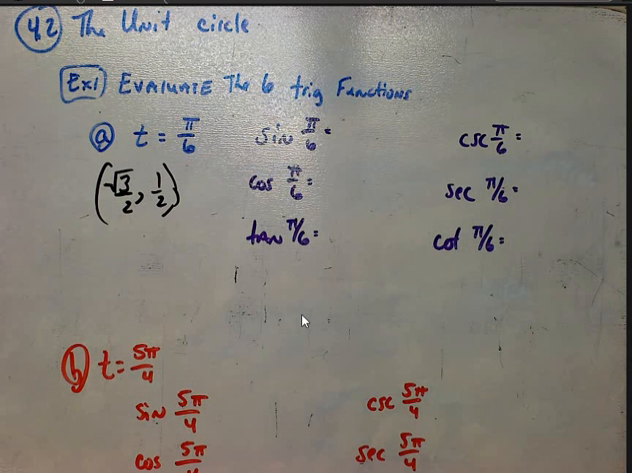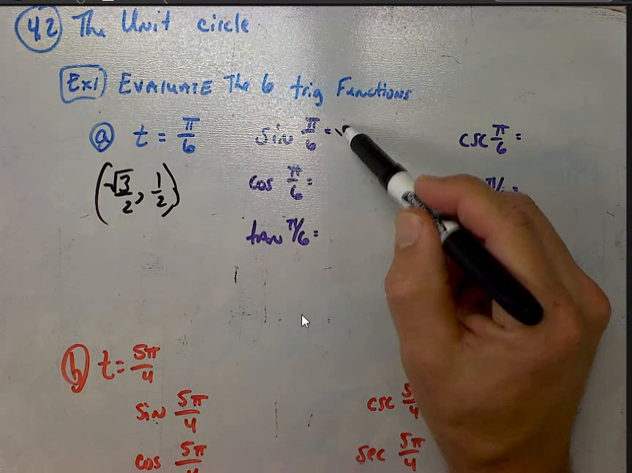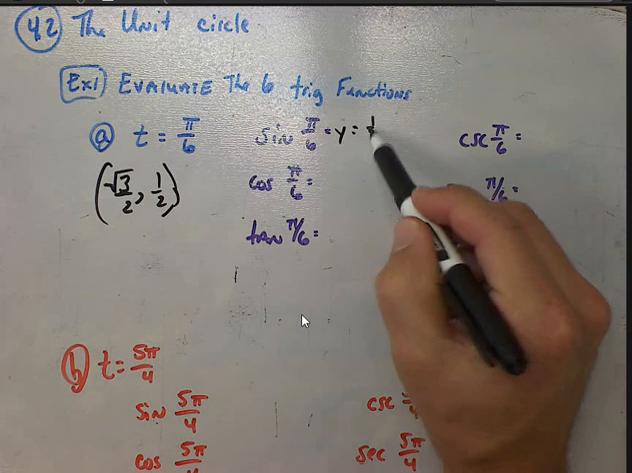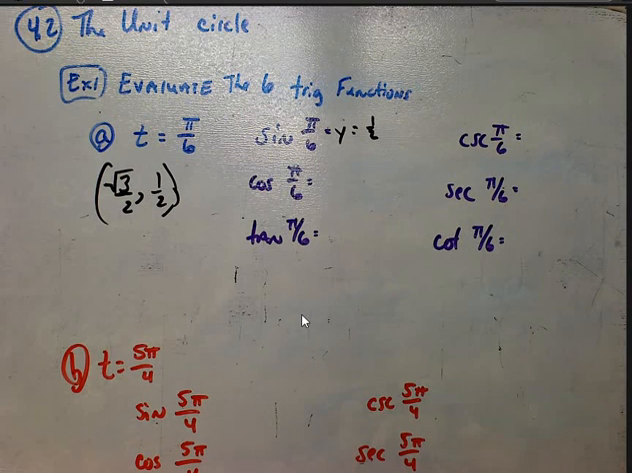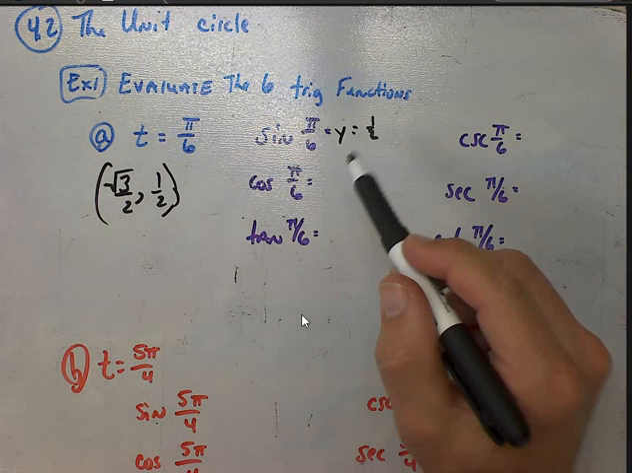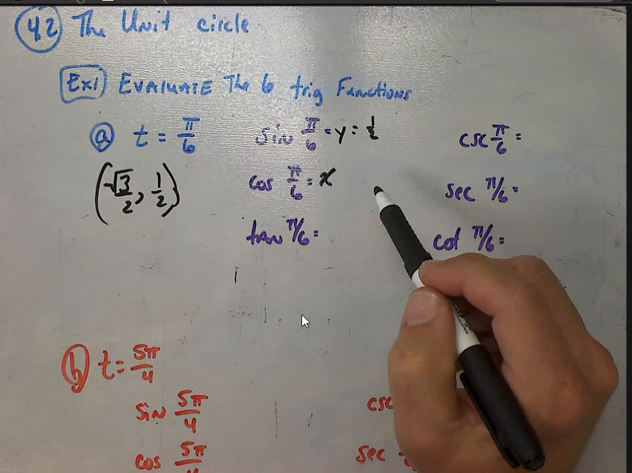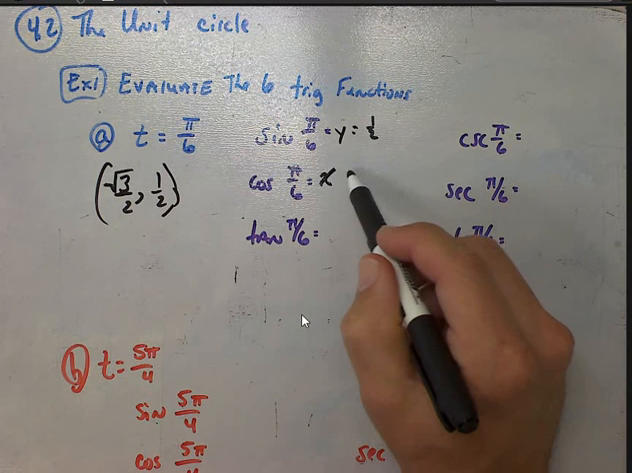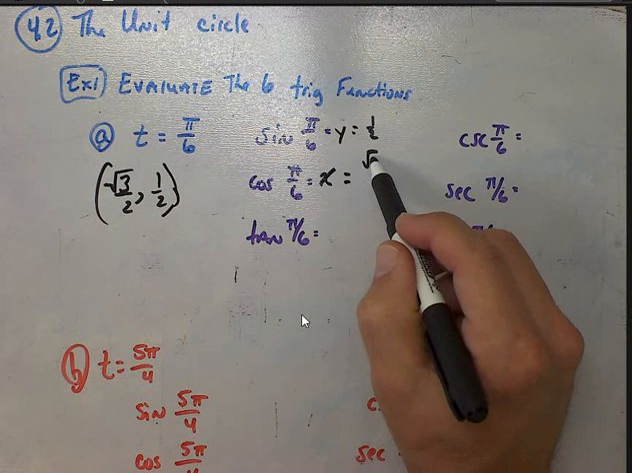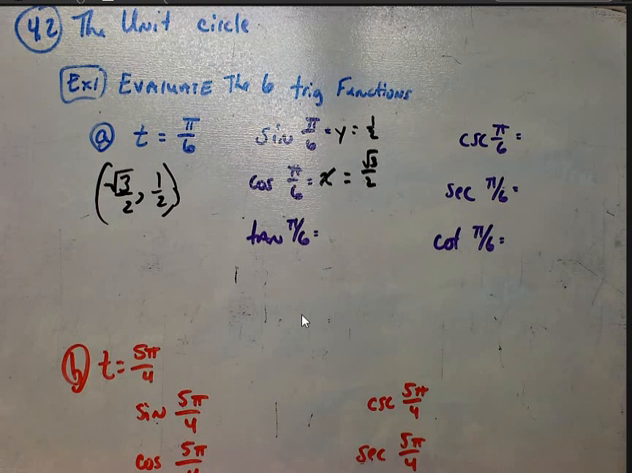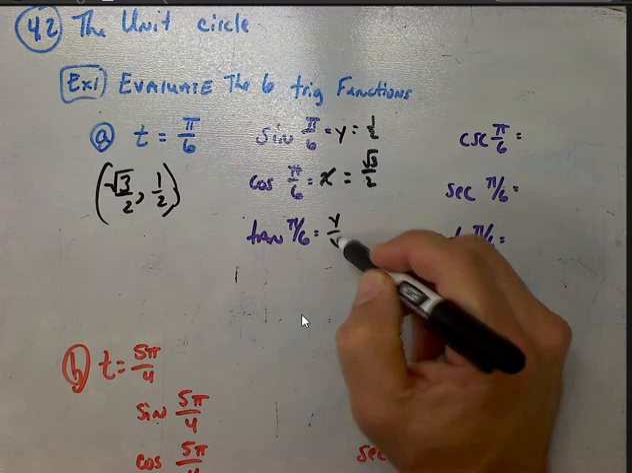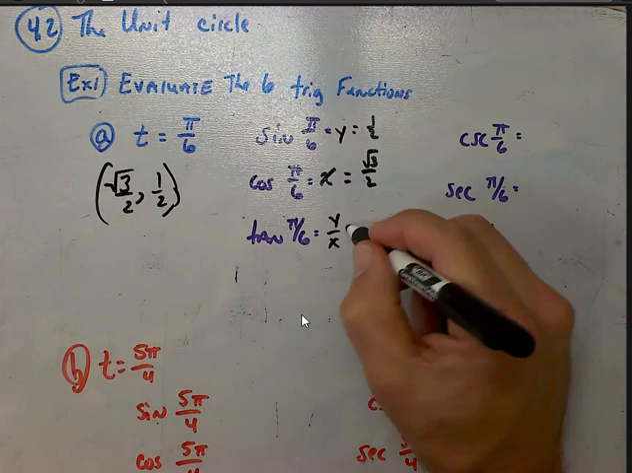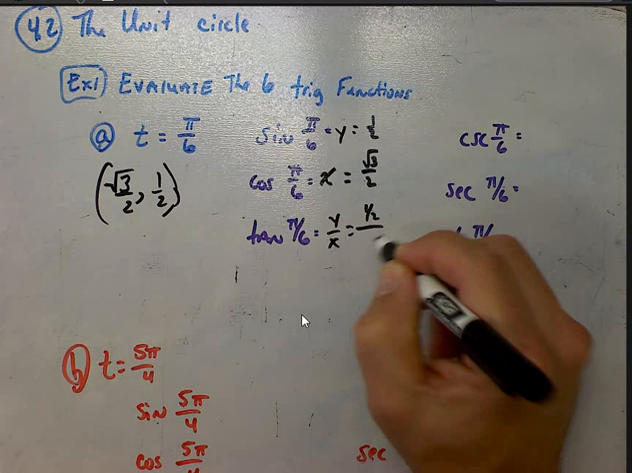Well, sine is known as the same thing as the y value, and so sine of pi over 6 is going to be 1/2. The cosine is the same as the x value of the ordered pair, so the cosine of pi over 6 is square root 3 over 2. The tangent value is y over x, and so that's going to be 1/2 over square root 3 over 2.